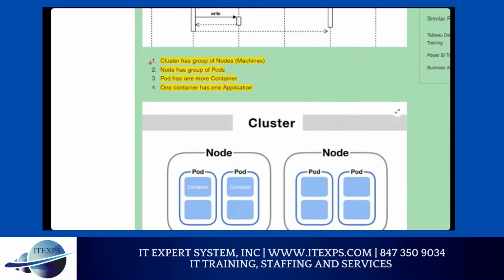Okay, so let's repeat one more time. A cluster is a group of nodes. Clear? A node is a group of pods. A pod has one or more containers. Clear? One container has one application. You can have more, but this is the basic block. If you are confused here, please ask questions. Any questions so far?